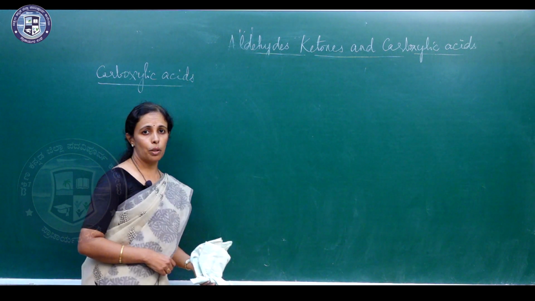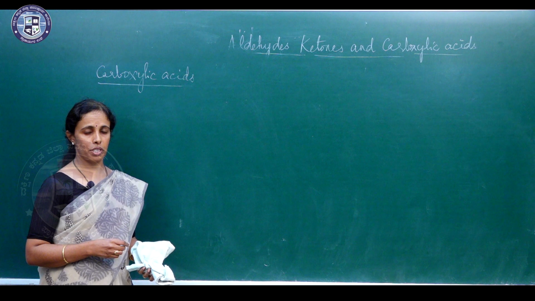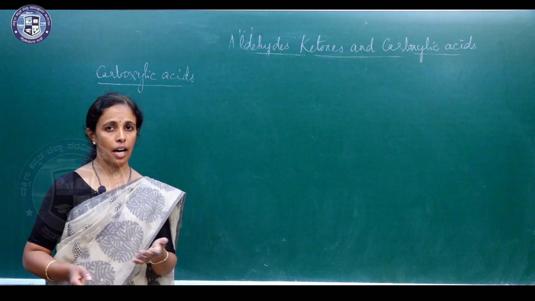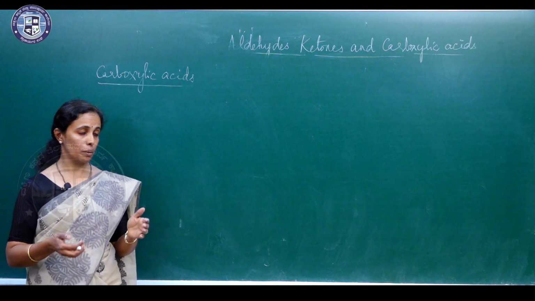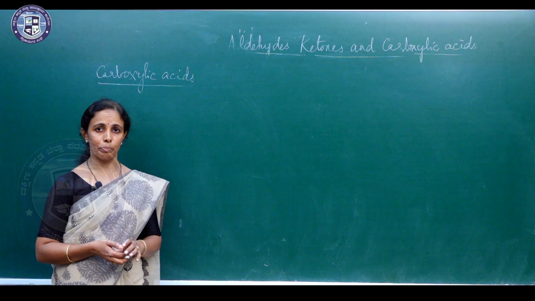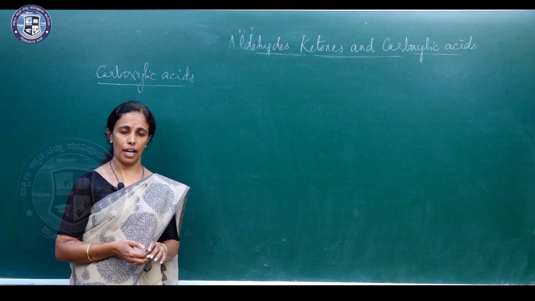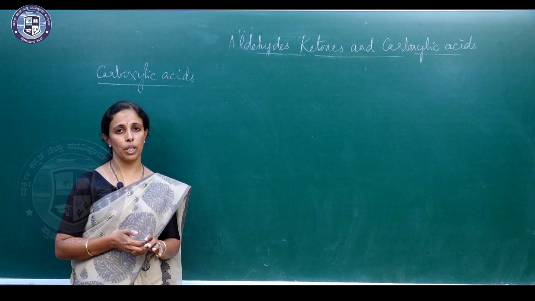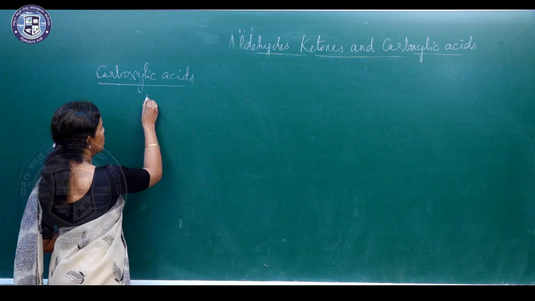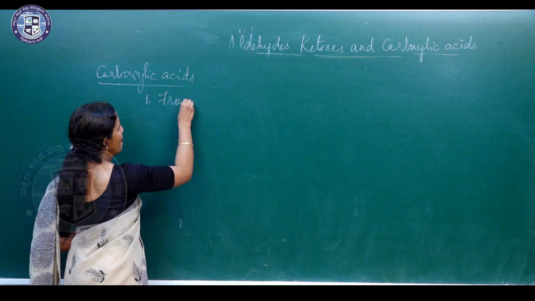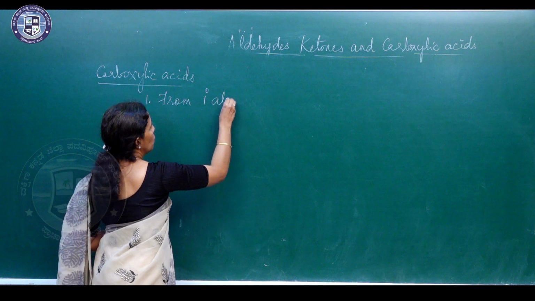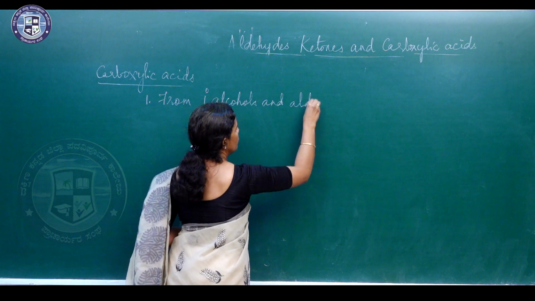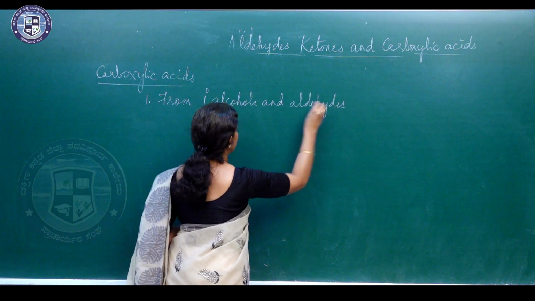So, next we will study the different methods of preparation of carboxylic acids. As you have already studied alcohols, aldehydes and ketones, I think you will be in a position to at least think of some of the methods of preparation of carboxylic acids. Yes, it is from primary alcohols and aldehydes that you can obtain carboxylic acids. So, the first method is from primary alcohols and aldehydes.